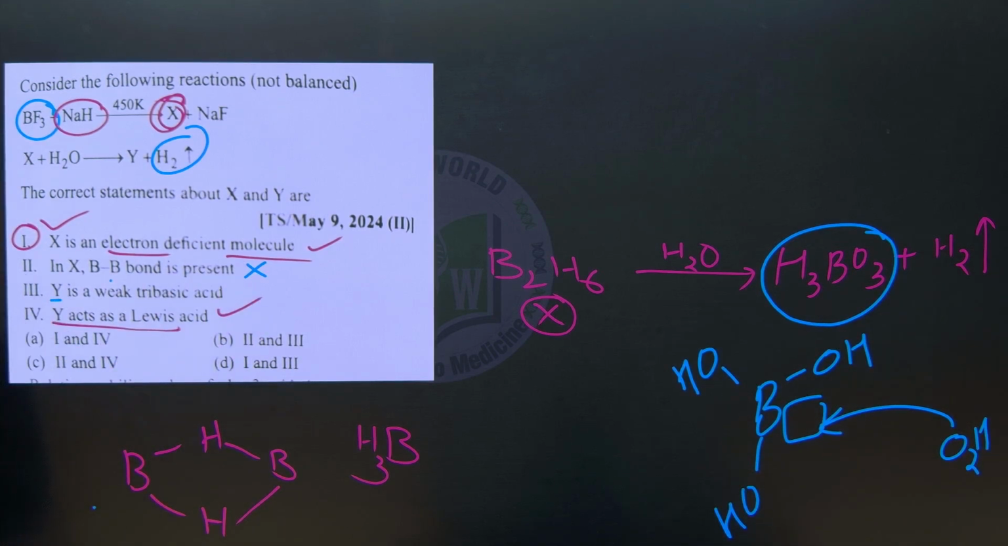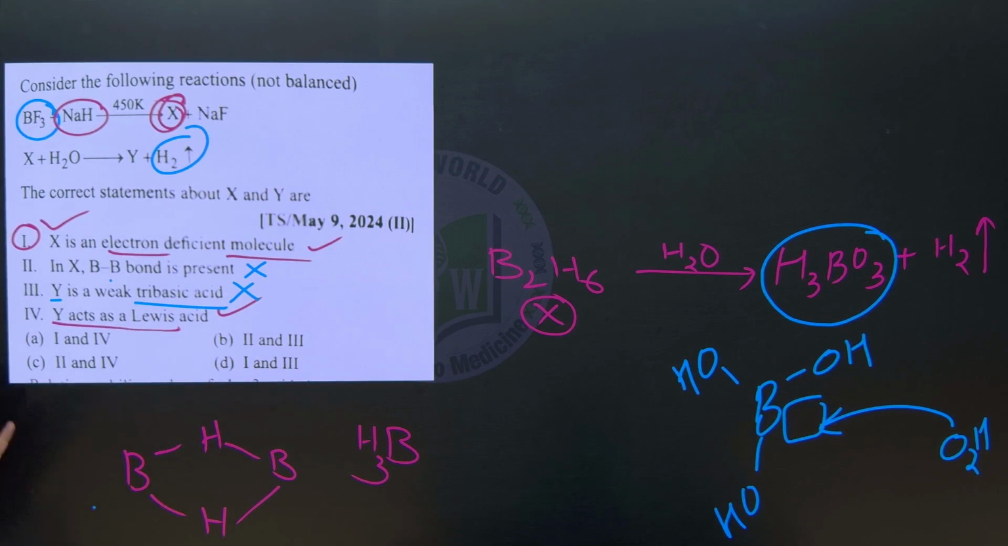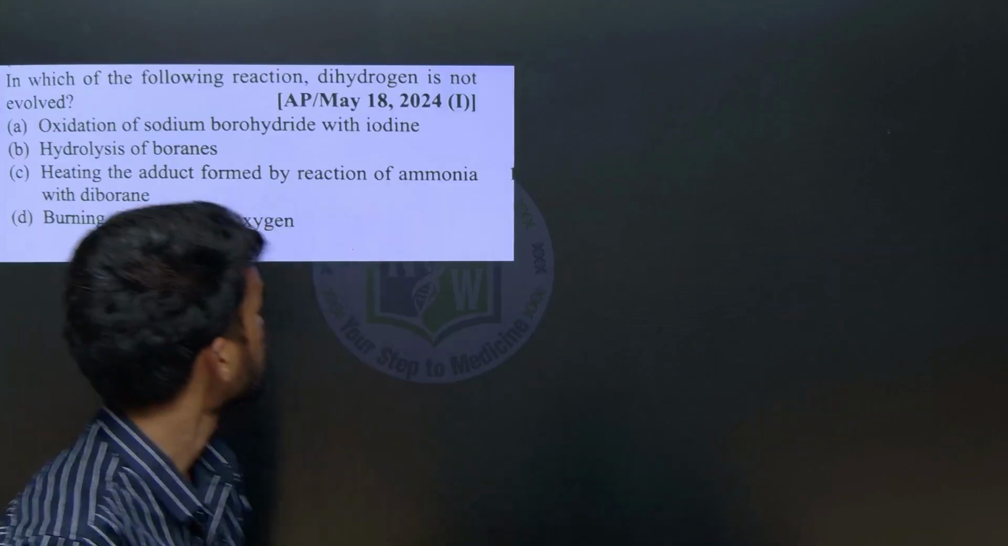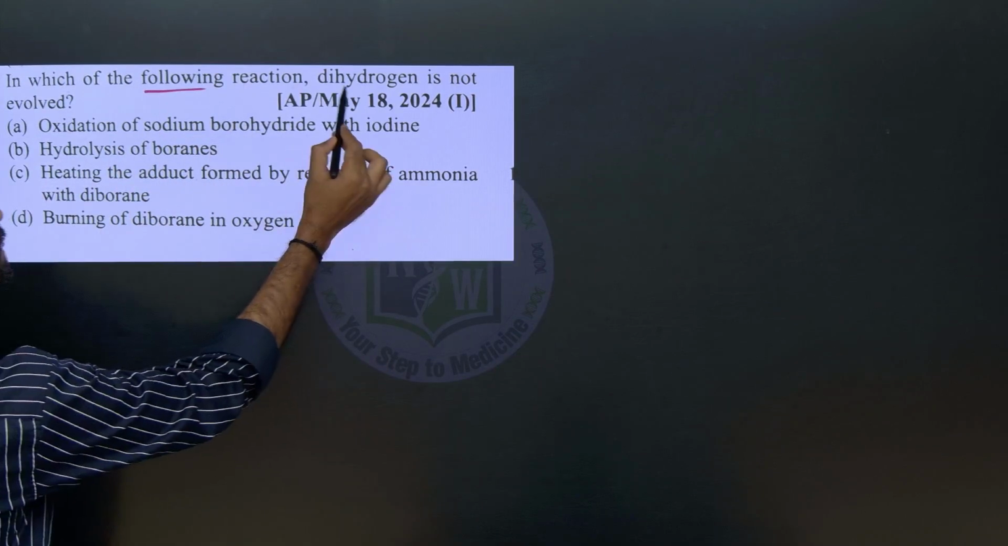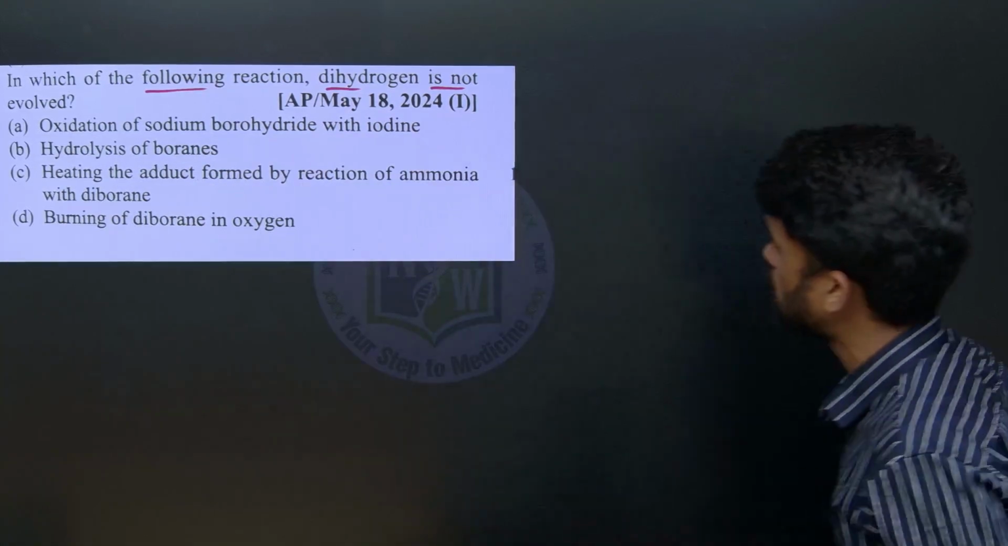Now what about this? Is it a weak tribasic acid? No, this is also incorrect. So what are the correct options? 1 and 4 are the correct options. So I can go with option A. Then next, in which of the following reactions is hydrogen gas not evolved? This is completely based on our discussion. See, oxidation of sodium borohydride with iodine.